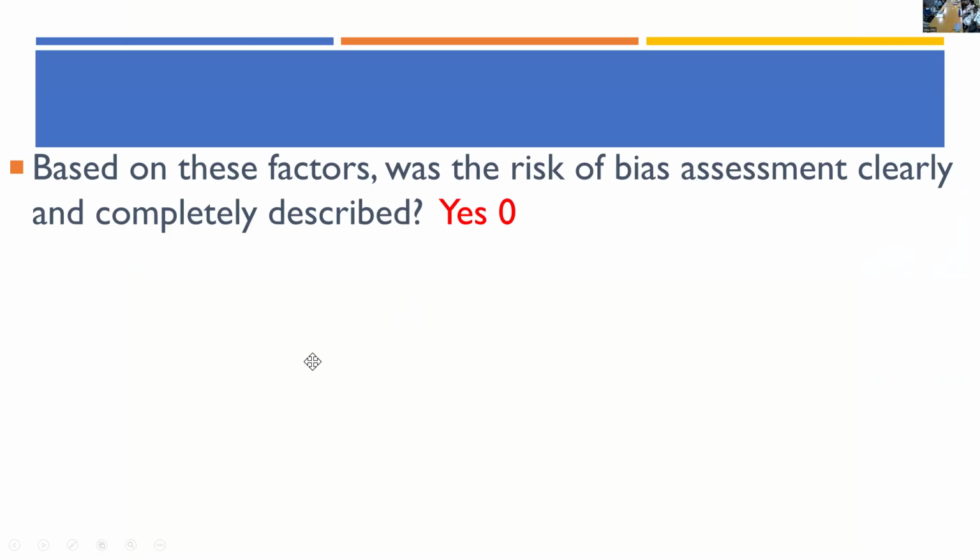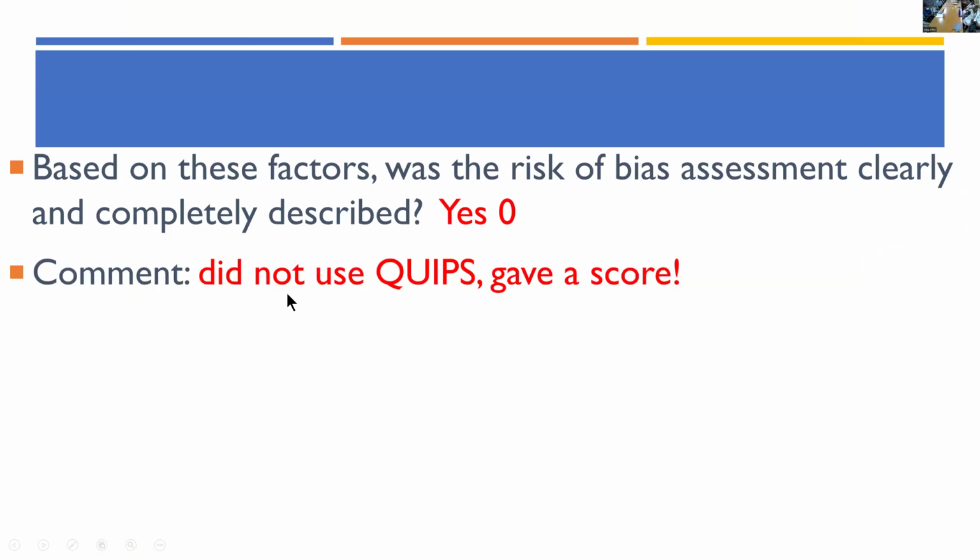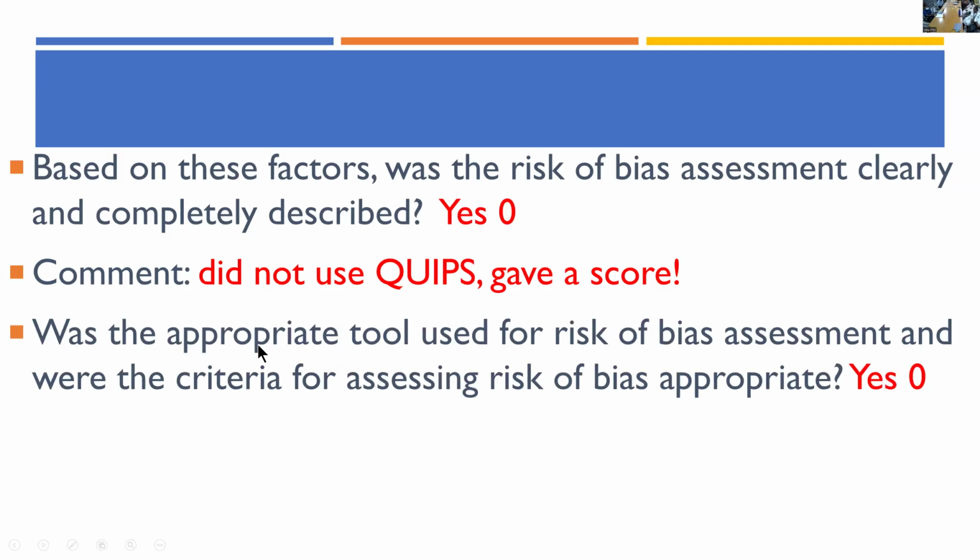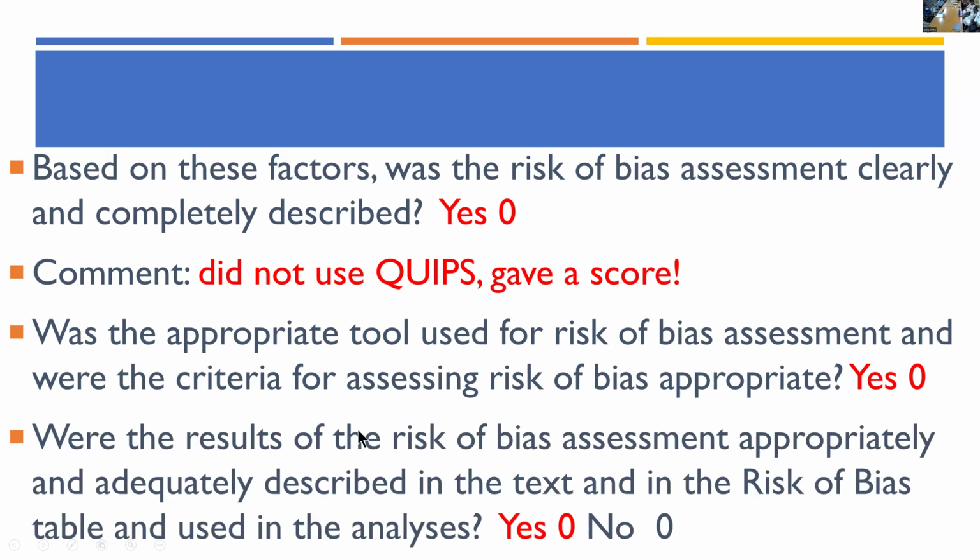So what is your assessment of risk of bias? It's good. They didn't use a quick score. They gave a score, but still, I think the risk of bias assessment is appropriate. They looked at all the points, but they didn't just use the scores, which was recommended. Based on the results of the risk of bias, have they described the risk of bias in the text? Have they said that based on this, our results should be looked at like this or like that?